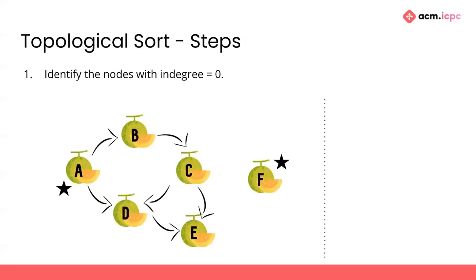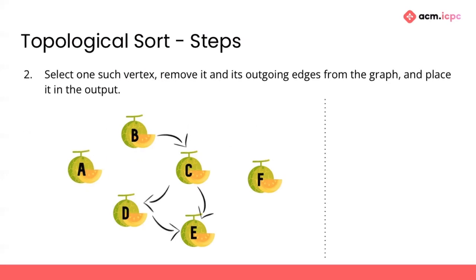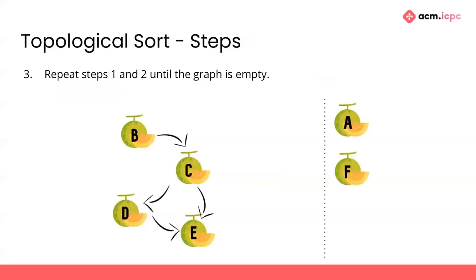So now here's a visual to go through topological sort. First step, you will identify the nodes with integrity 0. And in this graph, that will be nodes A and F. Then we'll select one such vertex, remove it as well as its outgoing edges from the graph, and place it in the output. So we can pick either A or F, and here we picked A. Notice that we remove the outgoing edges from it, and then we place A in the output. Then we just repeat steps 1 and 2 until the graph is empty.